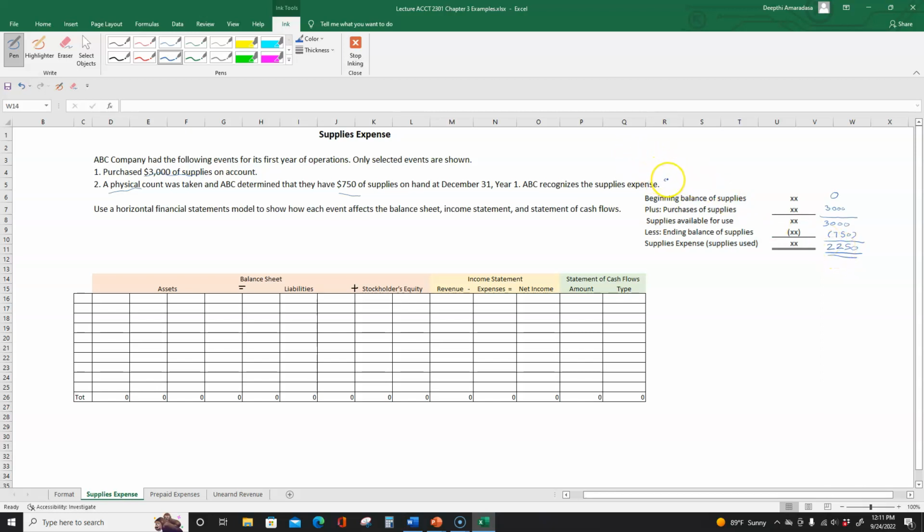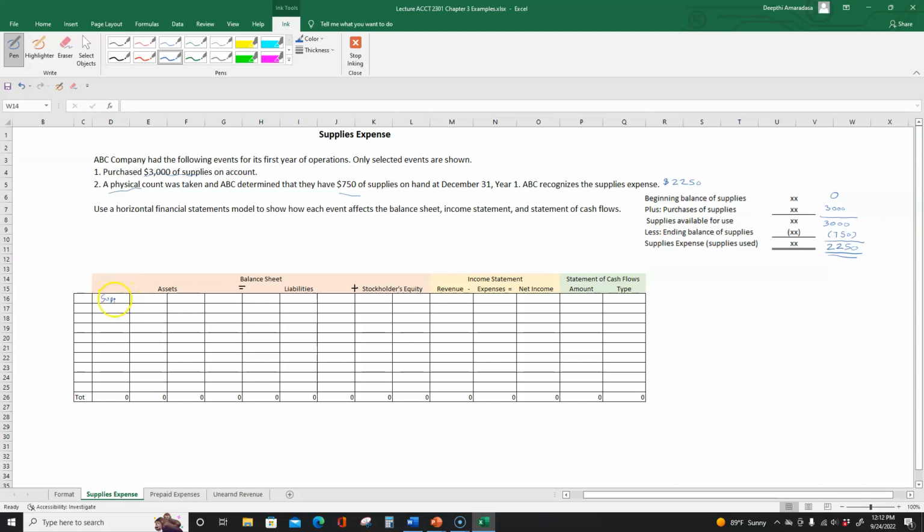2,250 is the supplies expense. So we calculated this dollar amount to be $2,250. Now let's go ahead and see how each of these transactions affect the financial statements. The first one, it says purchase $3,000 of supplies on account. How does this affect the balance sheet? We know that we bought supplies, so we will have an asset called supplies.